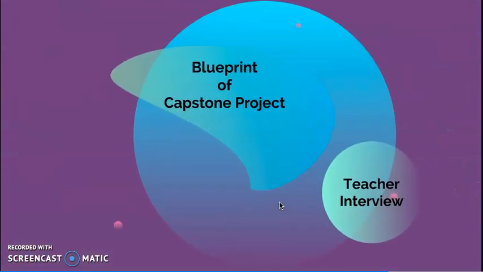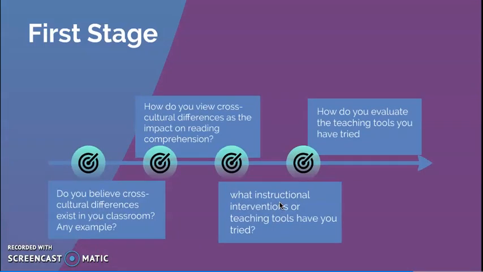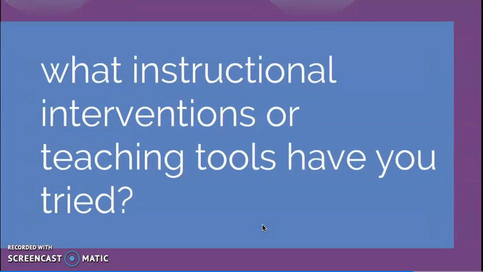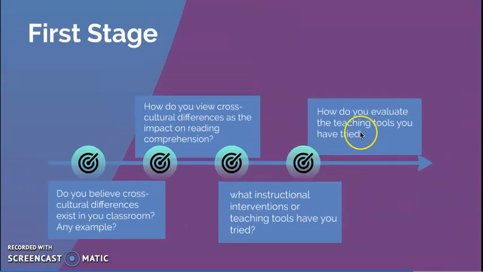Since I'm out of a school setting, I will use teacher interviews to collect data. There are two phases of teacher interview. In the first stage, teachers will be asked whether they believe cross-cultural differences exist in their classrooms, and how they view cross-cultural differences as an impact on reading comprehension. What instructional interventions or teaching tools have they tried to help enhance or weaken the influence of cross-cultural differences, and how do they evaluate the teaching tools they have tried?